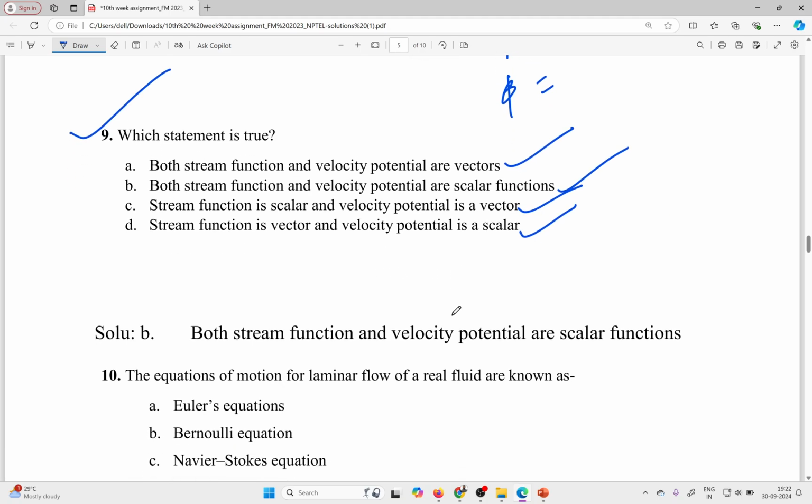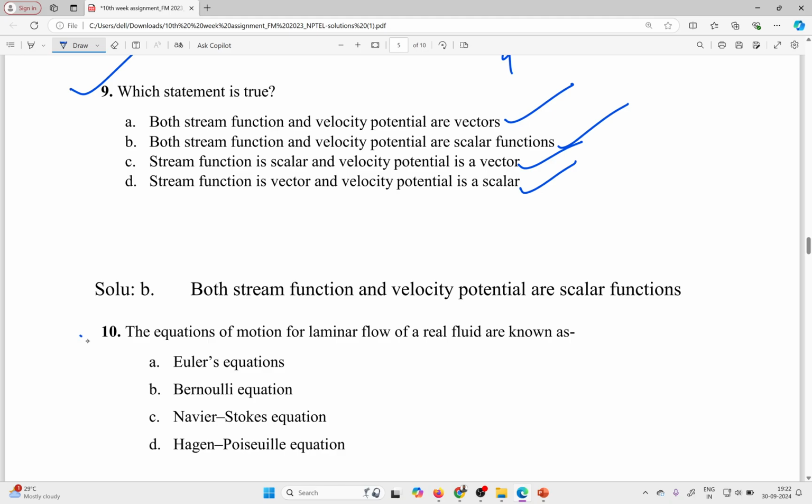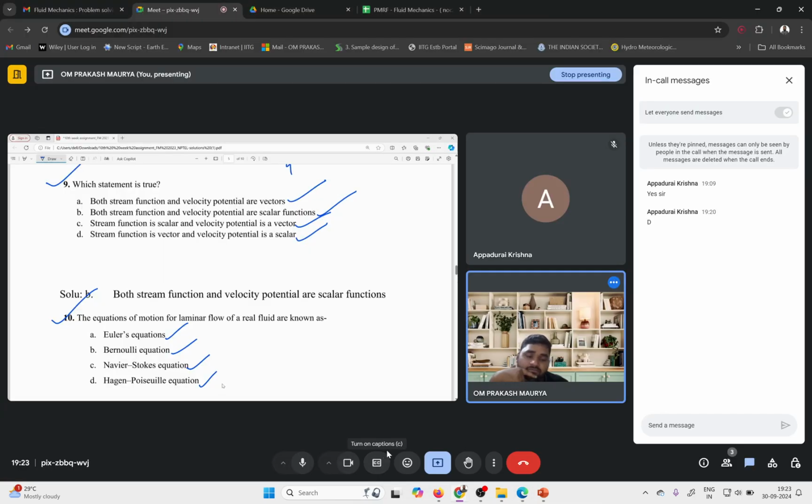The next question is question number 10. The equation of motion for a laminar flow of a real fluid is known as Euler equation, Bernoulli equation, Navier-Stokes equation, and the Hazen-Poiseuille equation. The equation of motion for laminar flow of a real fluid is known as. Here we are talking about real fluid. So please think on that and try to give your answer.